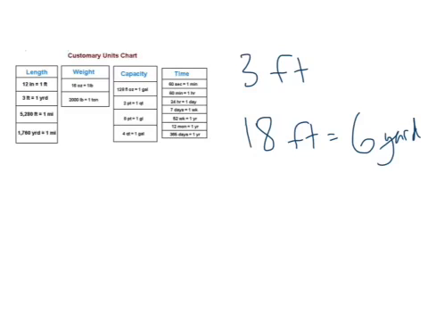For time, the last one, time. I think this one's the easiest one, because you know that there's 60 seconds in 1 minute, and then 60 minutes equals 1 hour. There's 24 hours in 1 day. There's 7 days in 1 week. There's 52 weeks in 1 year, and then there's 12 months in 1 year, and there's also 365 days in a year. So you have to memorize all that.